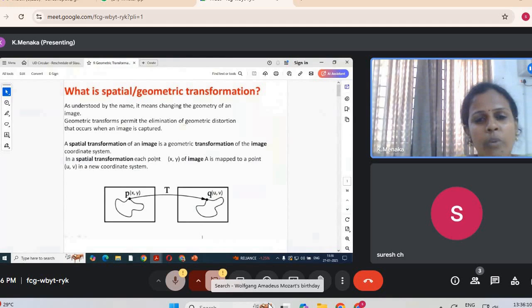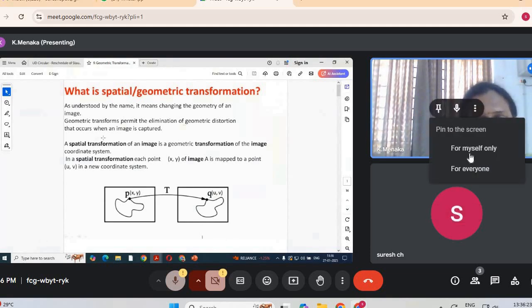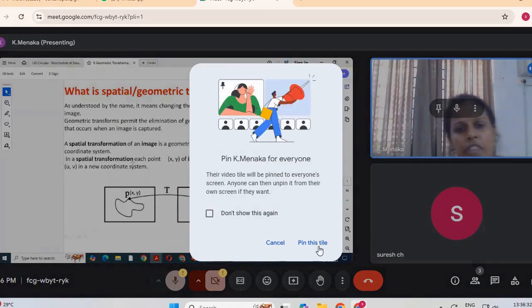Whenever we are capturing real images in real time, there may be a geometric distortion due to shaking of the camera or due to the wind. So in order to eliminate such geometric distortions, we are going for geometric transform. First, we are entering into the spatial transformation.